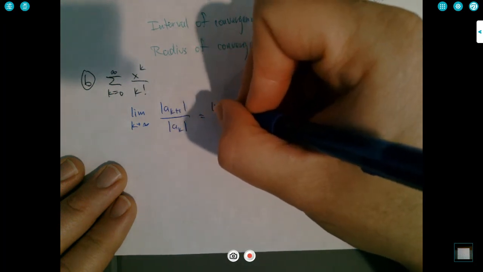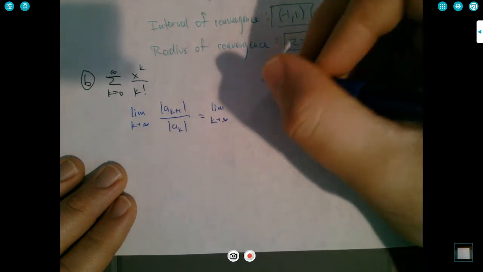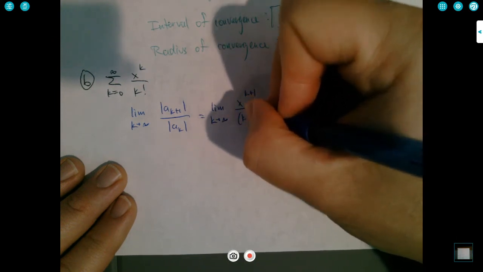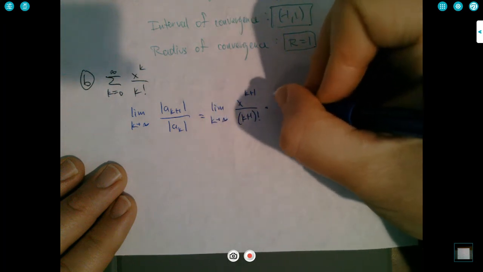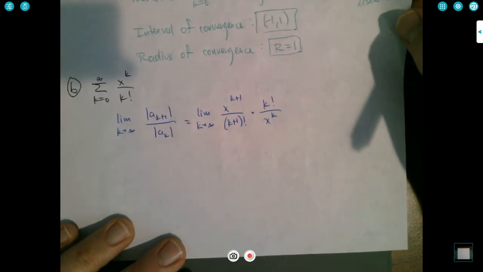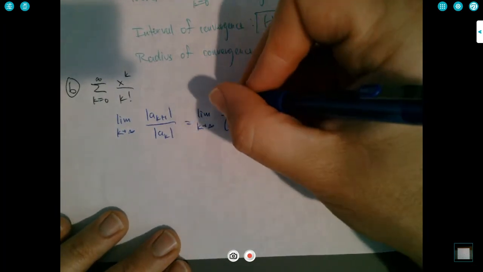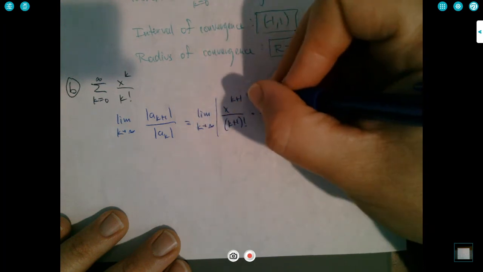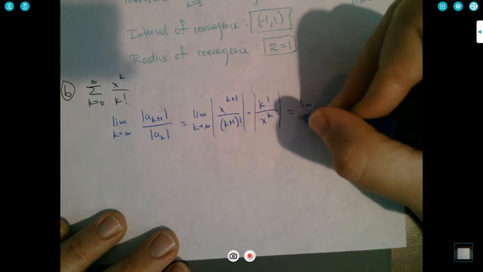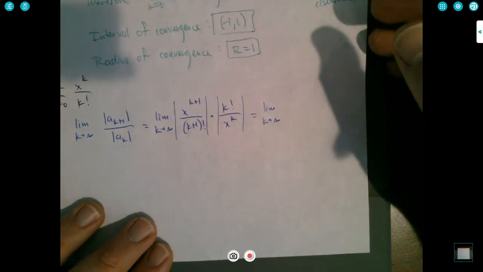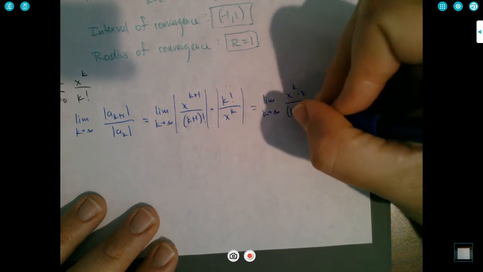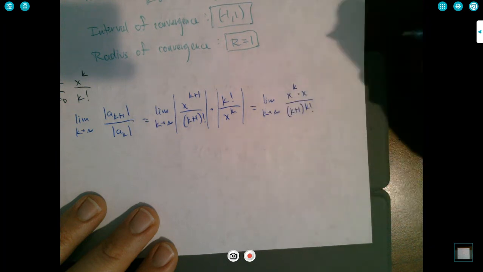That's going to be the limit as k approaches infinity of x to the k plus 1 over k plus 1 factorial times k factorial over x to the k. Oh, with absolute values everywhere, of course, right? Absolute value of this thing times absolute value of that thing. Okay, that's going to be the limit as k approaches infinity of x to the k times x over k plus 1 times k factorial.